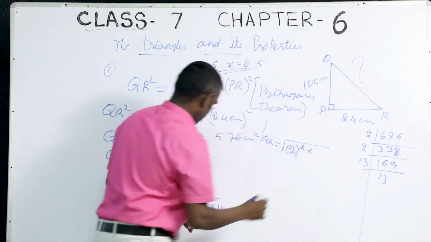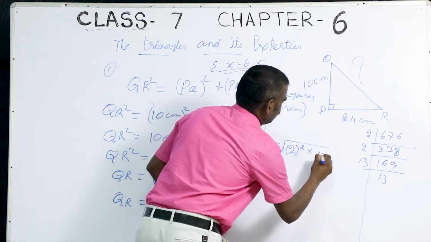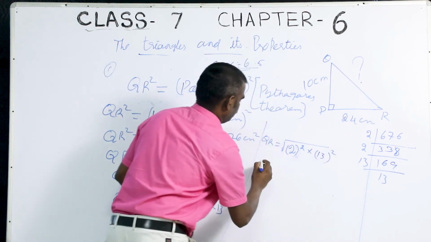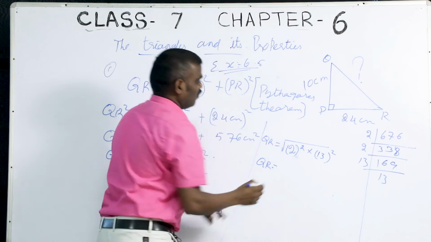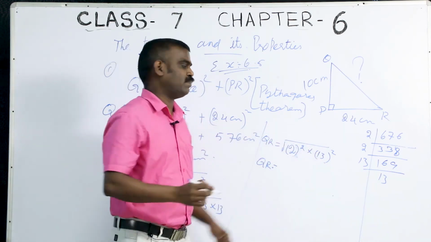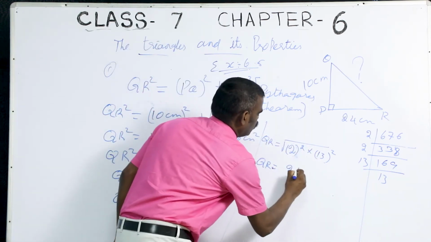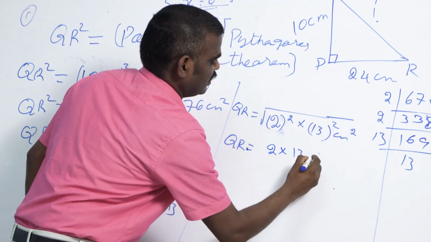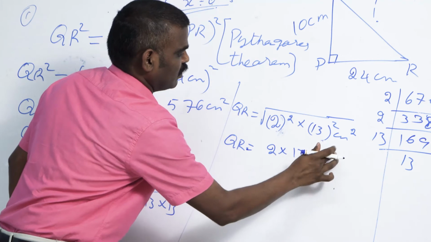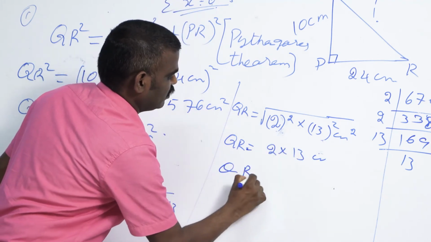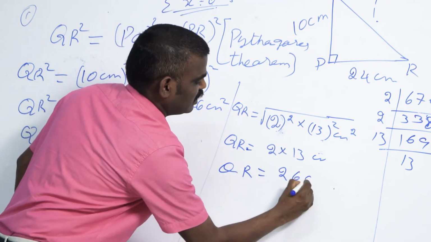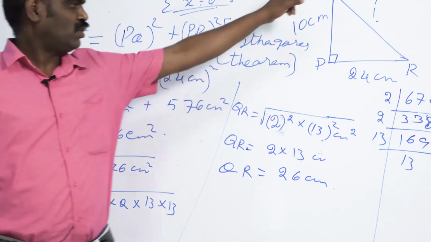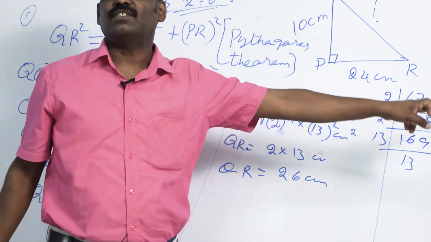2 square into 13 also 2 times coming. So 13 square. When you remove the square, the root will disappear. So what is left? 2 into 13 centimeters. Square also will disappear. So QR equals how much? 2 into 13 is how much? 26 centimeters. So 26 is the longest side, right? Yes or no? Okay.